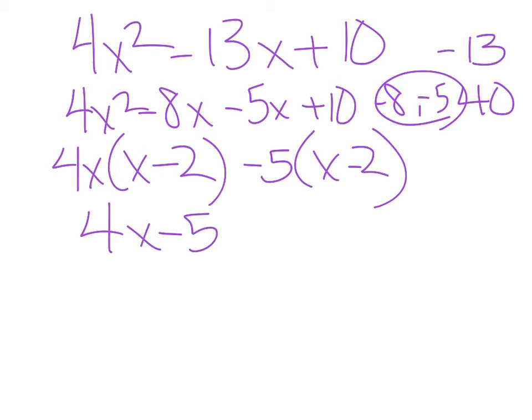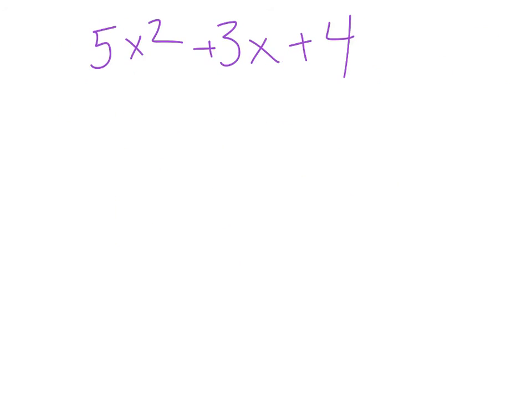4x minus 5, x minus 2, we are done, I believe. Look in the book. Can't find it. There it is. Yep, that's correct. Now, there are times, a lot of them are the odd ones, where it's prime, which means you can't factor it. I'll show you one. Number 17 in the book is like that. Let's see what that looks like.